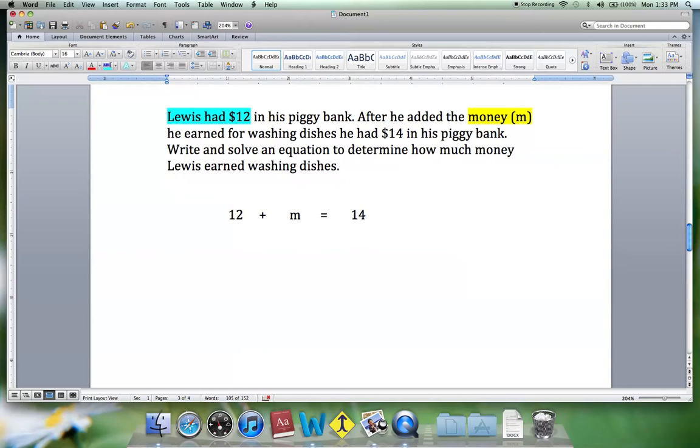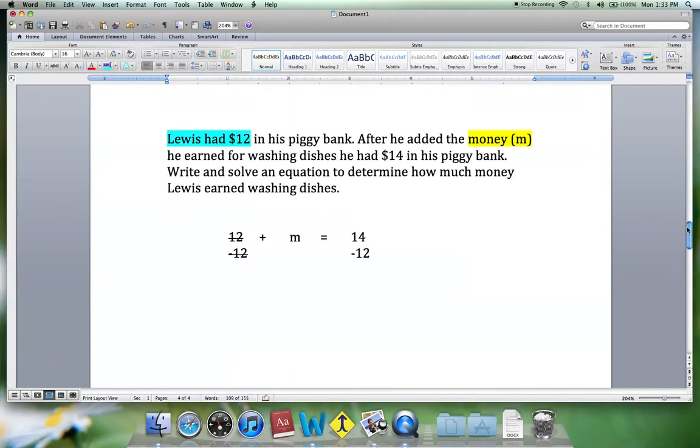Right now we are adding 12, and the inverse of addition is subtraction. So I'm going to subtract 12 from both sides of my equation because what I do to one side I must do to the other. This causes the 12 to cancel out, and we're left with just the M on the left side. And then we have 14 minus 12, and that is 2. So M is equal to 2. He earned $2 for washing dishes.